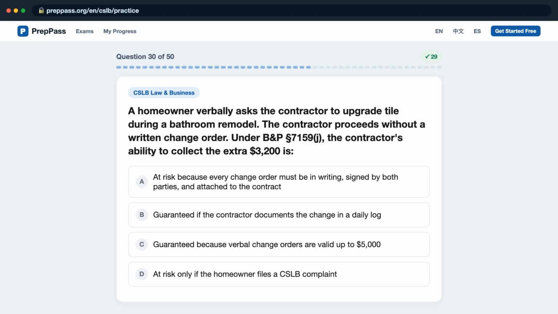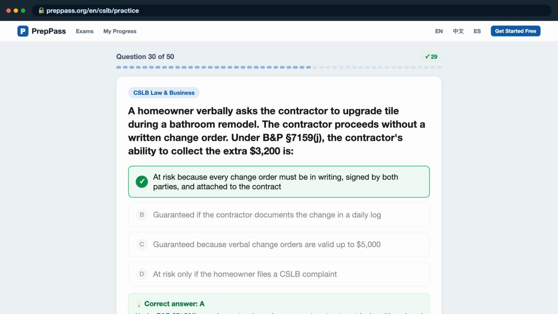Question 30. A homeowner verbally asks the contractor to upgrade tile during a bathroom remodel. The contractor proceeds without a written change order. Under BNP Section 7159(j), the contractor's ability to collect the extra $3,200 is it A, at risk because every change order must be in writing, signed by both parties, and attached to the contract? B, guaranteed if the contractor documents the change in a daily log? C, guaranteed because verbal change orders are valid up to $5,000? D, at risk only if the homeowner files a CSLB complaint?